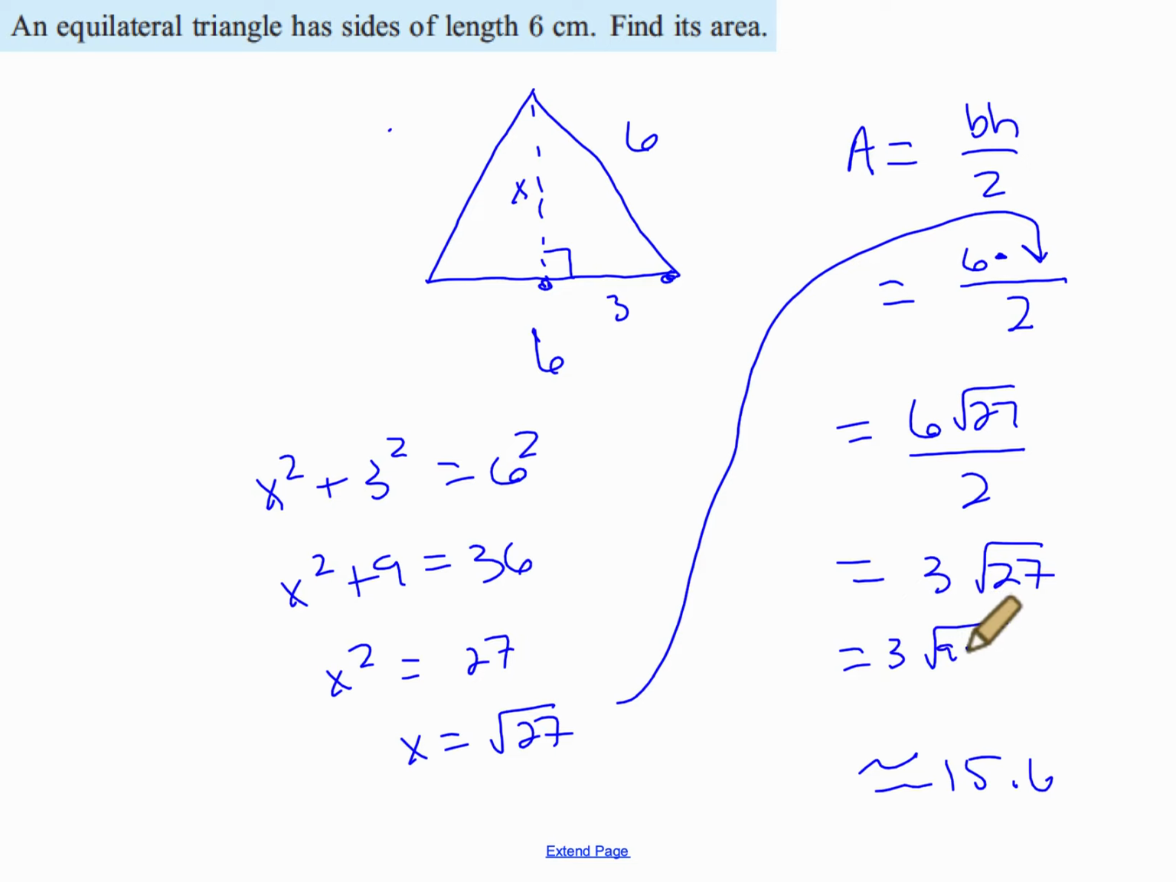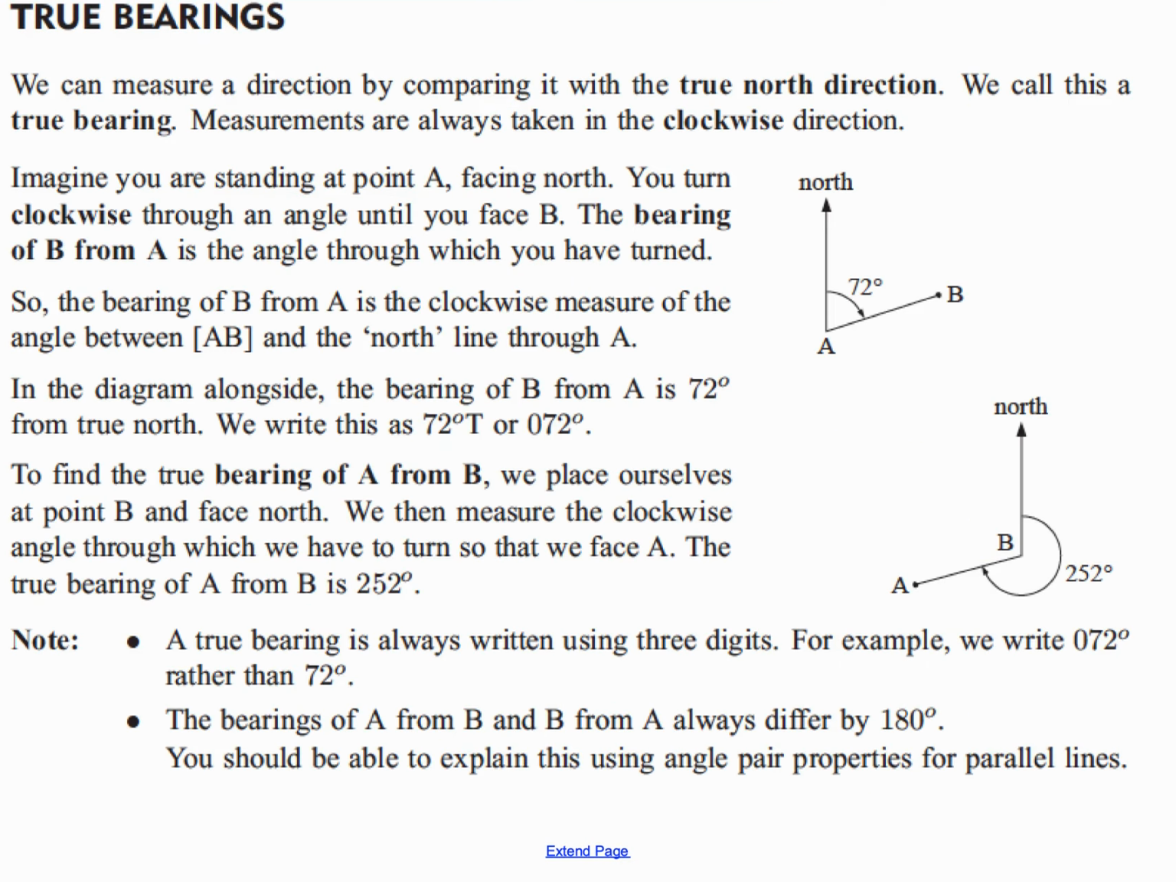27 is 9 times 3. The square root of 9 is 3, so this becomes 3 times the square root of 9 is 3, and this 3 has to stay in because the 3 is not a perfect square, the 9 is, so this becomes 9 root 3. Okay, I think this is the last example we're going to do.